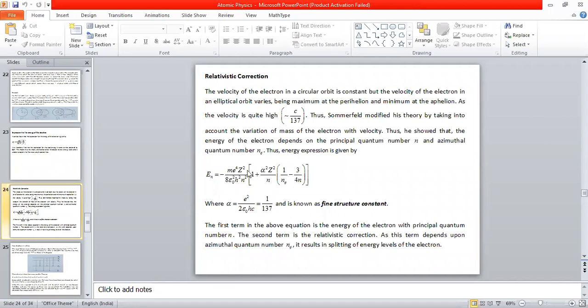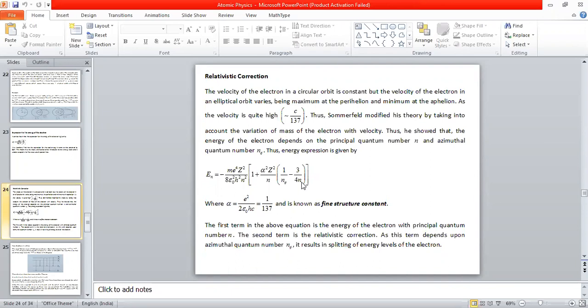If you take the term minus m e^4 Z^2 by 8 epsilon^2 h^2 and multiply it inside, the first term is the same old term that we use in the case of Bohr's theory. Then we have a second term, and this second term arises because of the variation of the mass of the electron in the elliptical orbit. It is some sort of a correction.